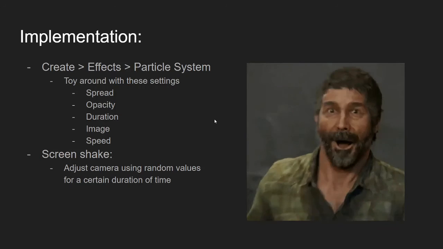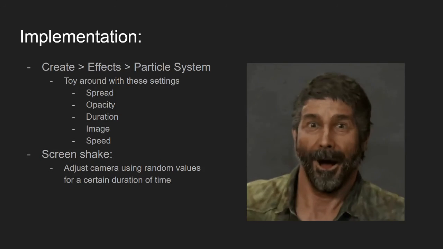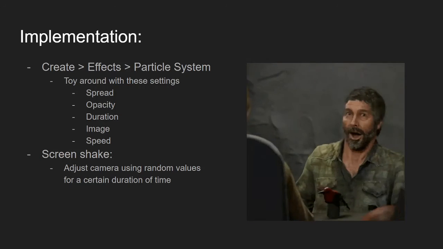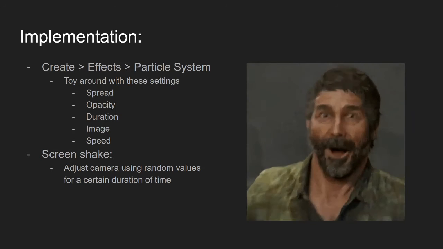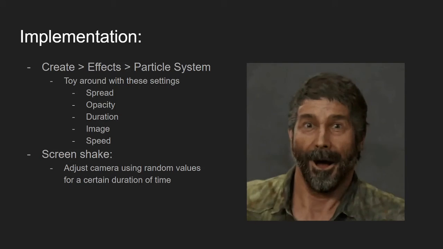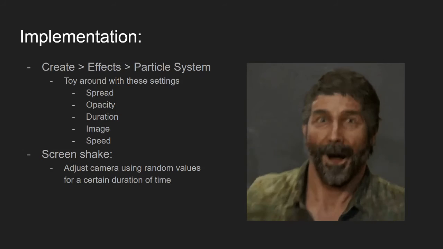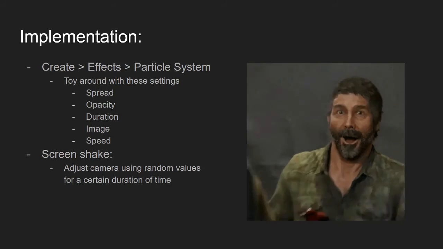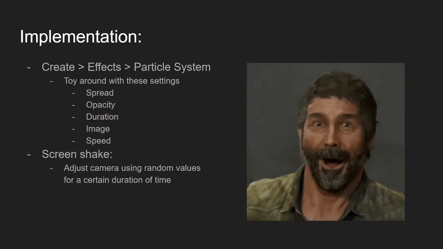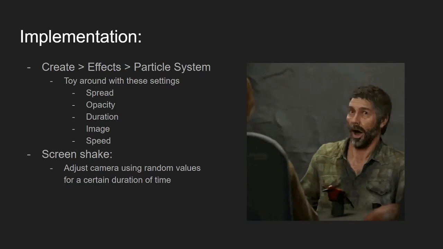Now, we're going to quickly talk about implementation. And this is just some very small basic stuff of implementation. Basically, in our Unity system, or Unity that we've taught you, there are particle systems, and these are some things you could toy around with: spread, opacity, duration, image, and speed. Spread is basically how wide or what arc you want the particles to go at. Opacity, that's just how visible these particles are.